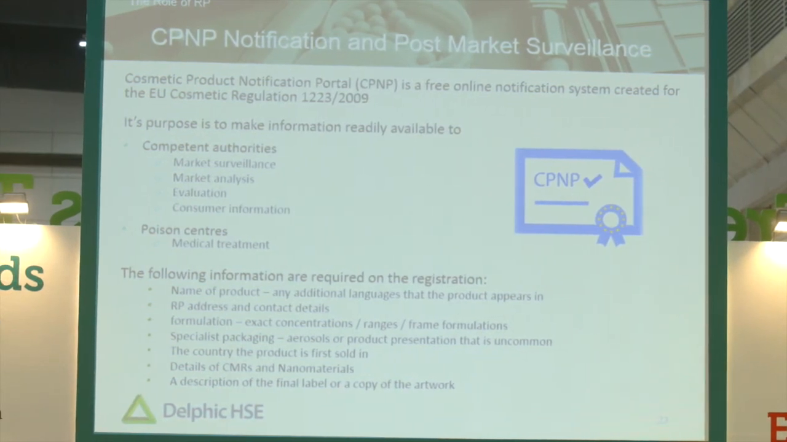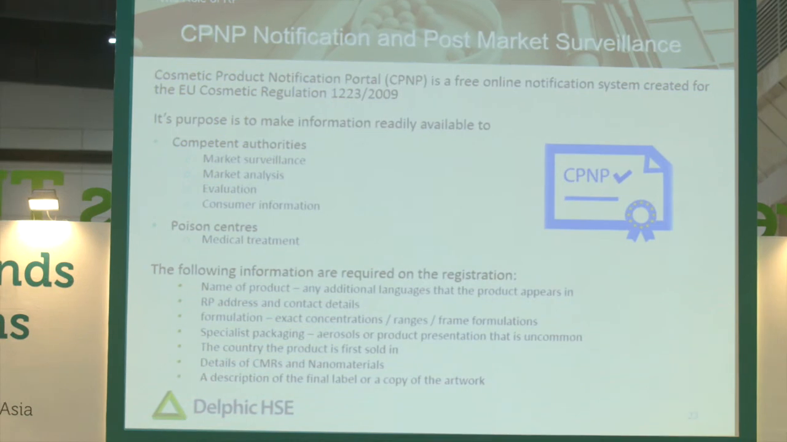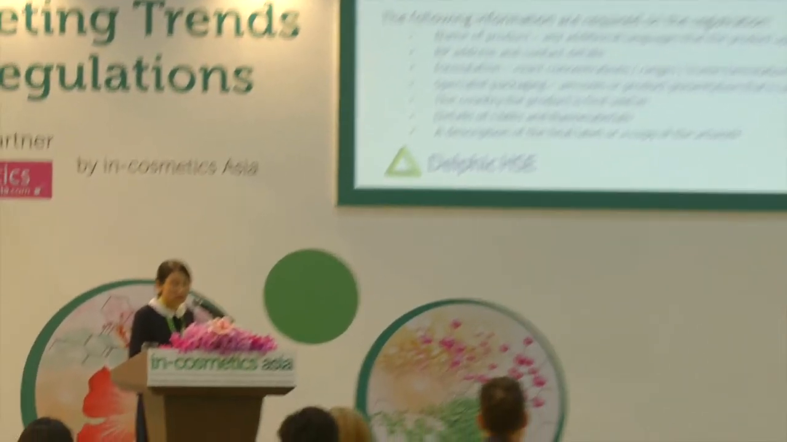The Cosmetic Product Notification Portal, CPNP, is a free online notification system created for the EU Cosmetic Regulation with the purpose to make information readily available to competent authorities or poison centers. And it is the RP's duty to conduct the CPNP notification before exporting or distribution. The following information is required on the registration.